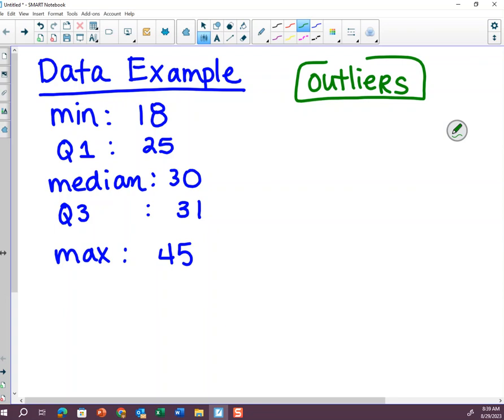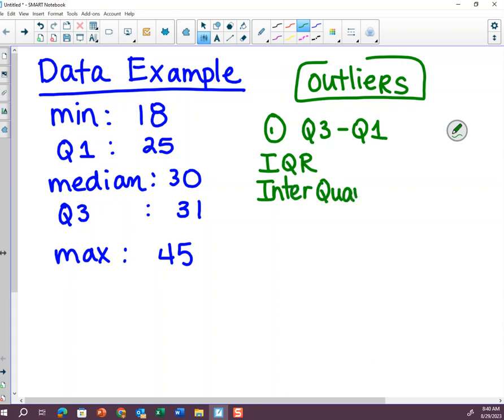Okay. So if we're gonna figure out outliers, the first thing we do is Q3 minus Q1, which is the IQR. Is it inter? Yeah, it's inter, it's between quartiles. I was going to say inner quartile, but no, it's interquartile range. Okay. So the difference between the two quartiles, 31 minus 25, 6.